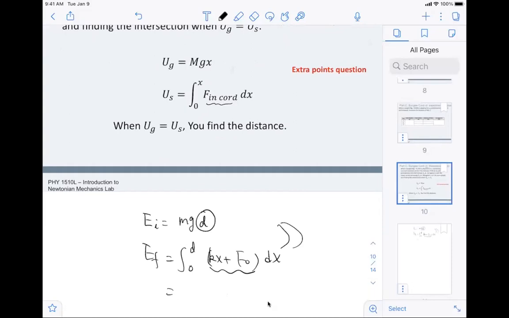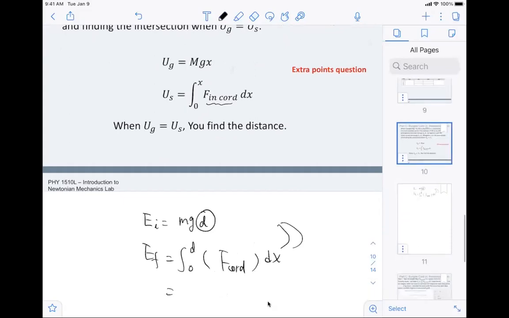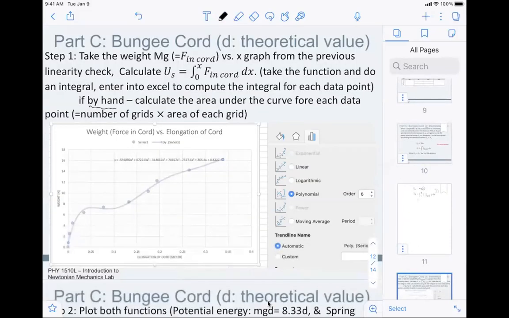Now the only thing that makes it more complicated is that your force in the bungee cord is not a linear relationship. So we're simply going to substitute in the correct relation. What is the force here in the bungee cord? Okay, so we have to go back to our data. Our computer has given us an equation, this particular equation.